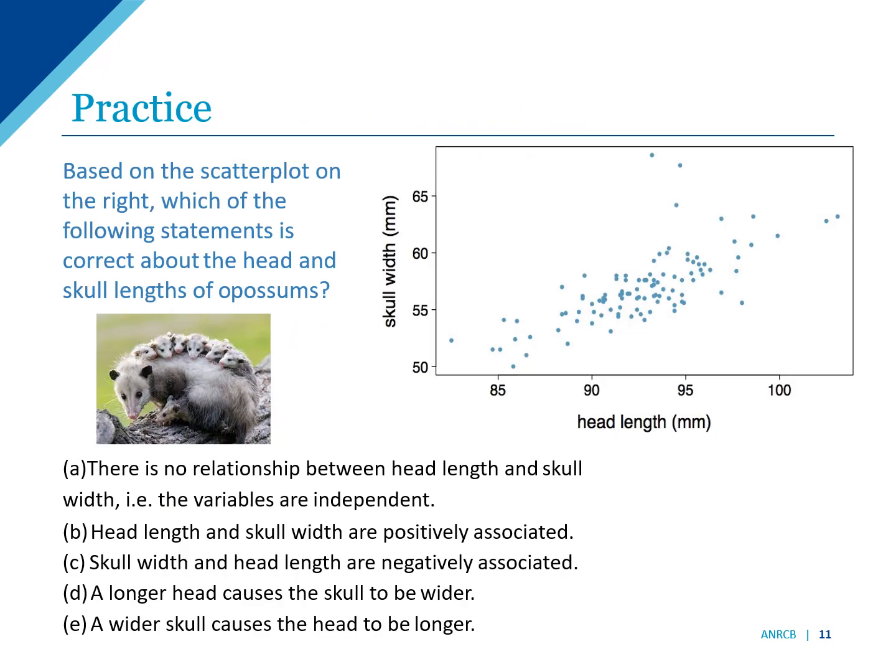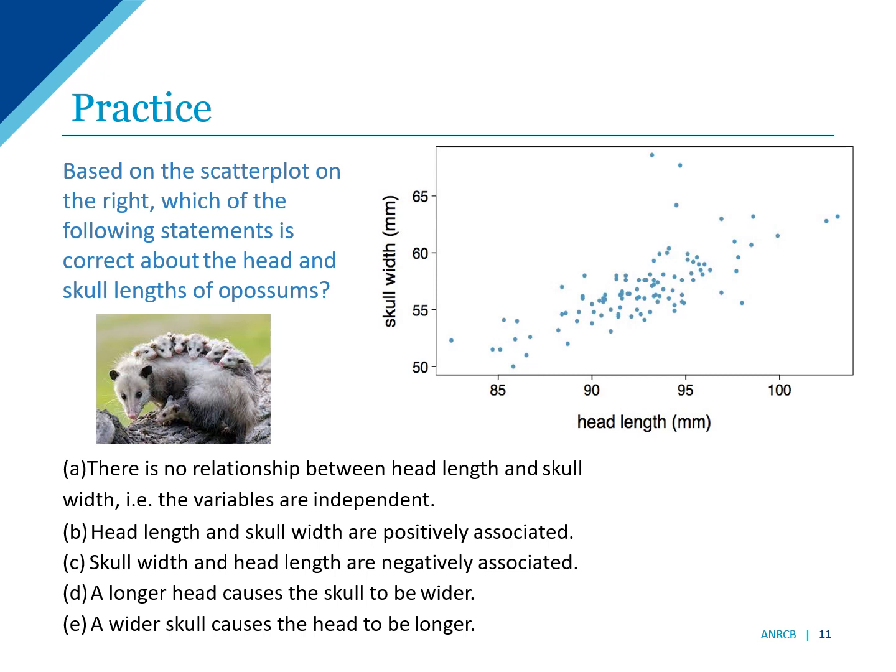Another practice question. Based on what we've just learned regarding positive and negative associations and independence, and looking at the scatter plot, which of the following statements is correct about the head length and skull width of opossums? Now, I realized in reading this slide that opossums are marsupials only found in the Americas, so I put a photo in of this mama and baby opossum as a reference for head shape and for cuteness.